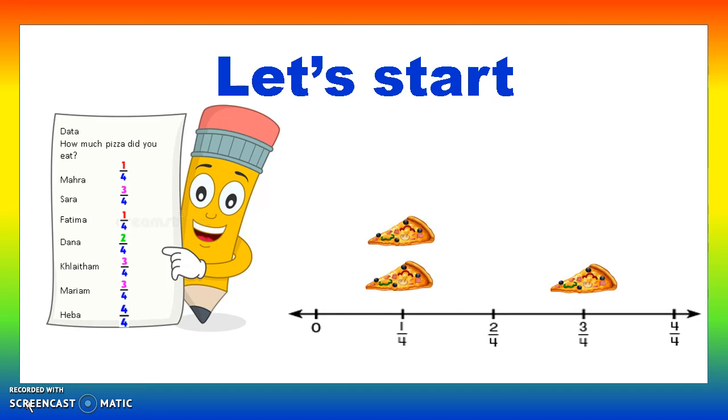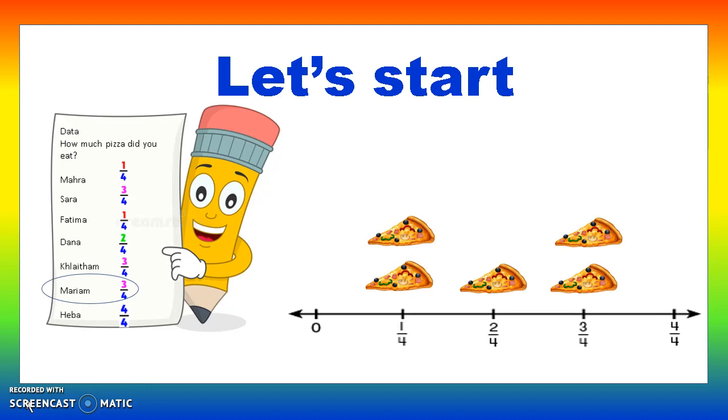Excellent. Who is next? Dana. Dana ate 2/4. Can you find 2/4 on the number line? There you go. Put the pizza slice above the 2/4. Clatham ate 3/4 of the pizza. You know where 3/4 is because Sarah also ate 3/4 and you've already put a pizza slice above the 3/4. Let's put another one above the pizza slice that is already there. Just like that. Excellent. Next one.